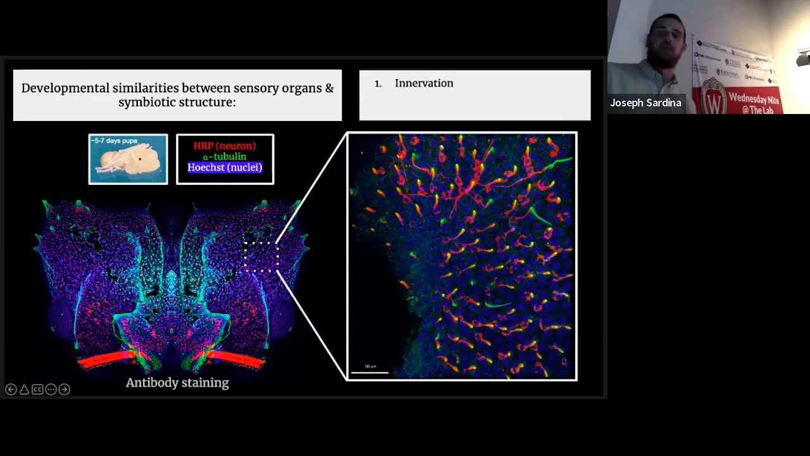I just want to mention that in the following slides, I'll be using this sensory hair, which again is a type of sensory organ, to compare to the symbiotic structure. The reason for comparing the symbiotic structure to the sensory hair is because, like I said, it's a type of sensory organ. It follows this developmental blueprint that's characteristic of the sensory organ, but also it's just very easy to identify in these stains, and they have very large nuclei, so it makes the imaging very easy.